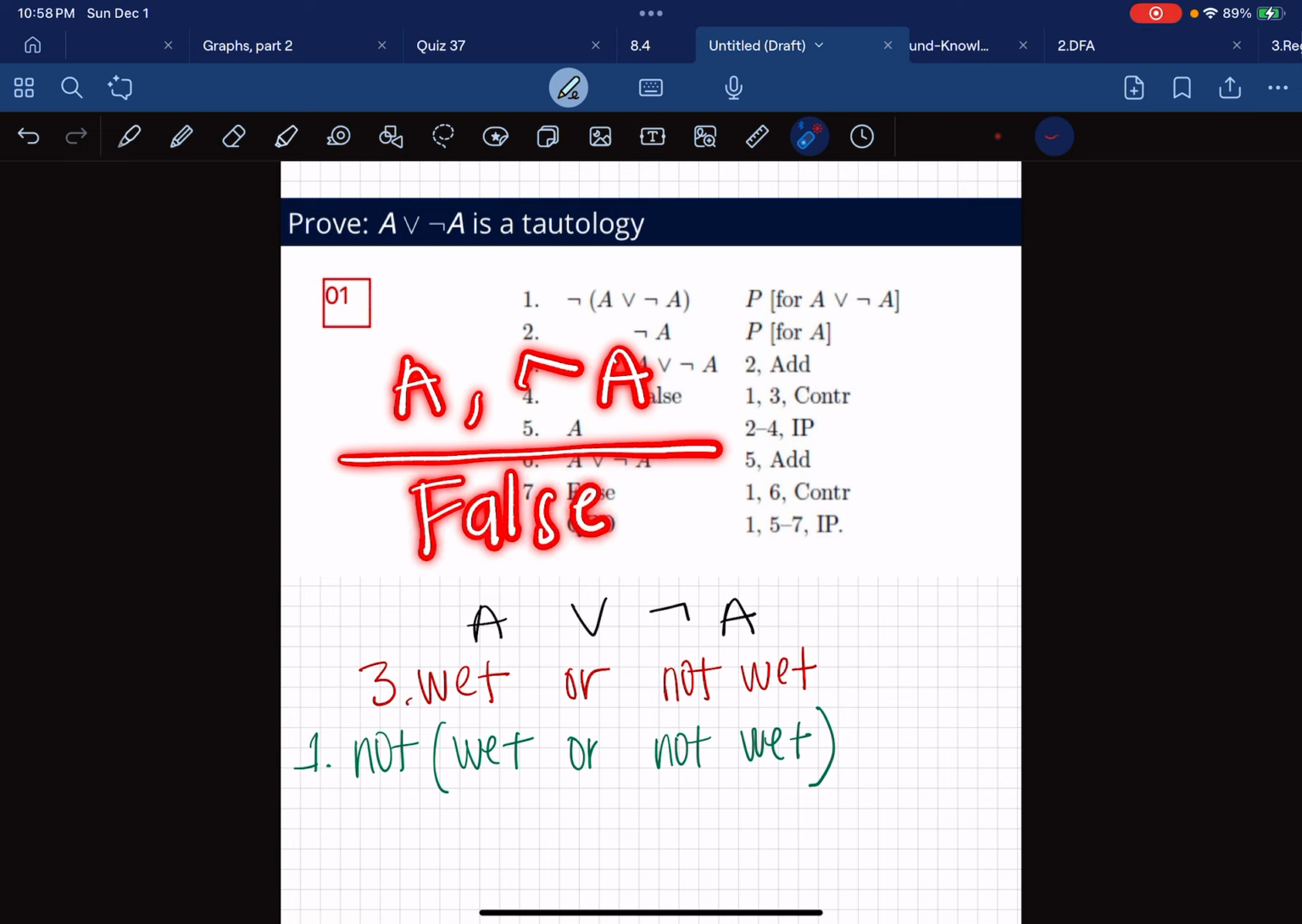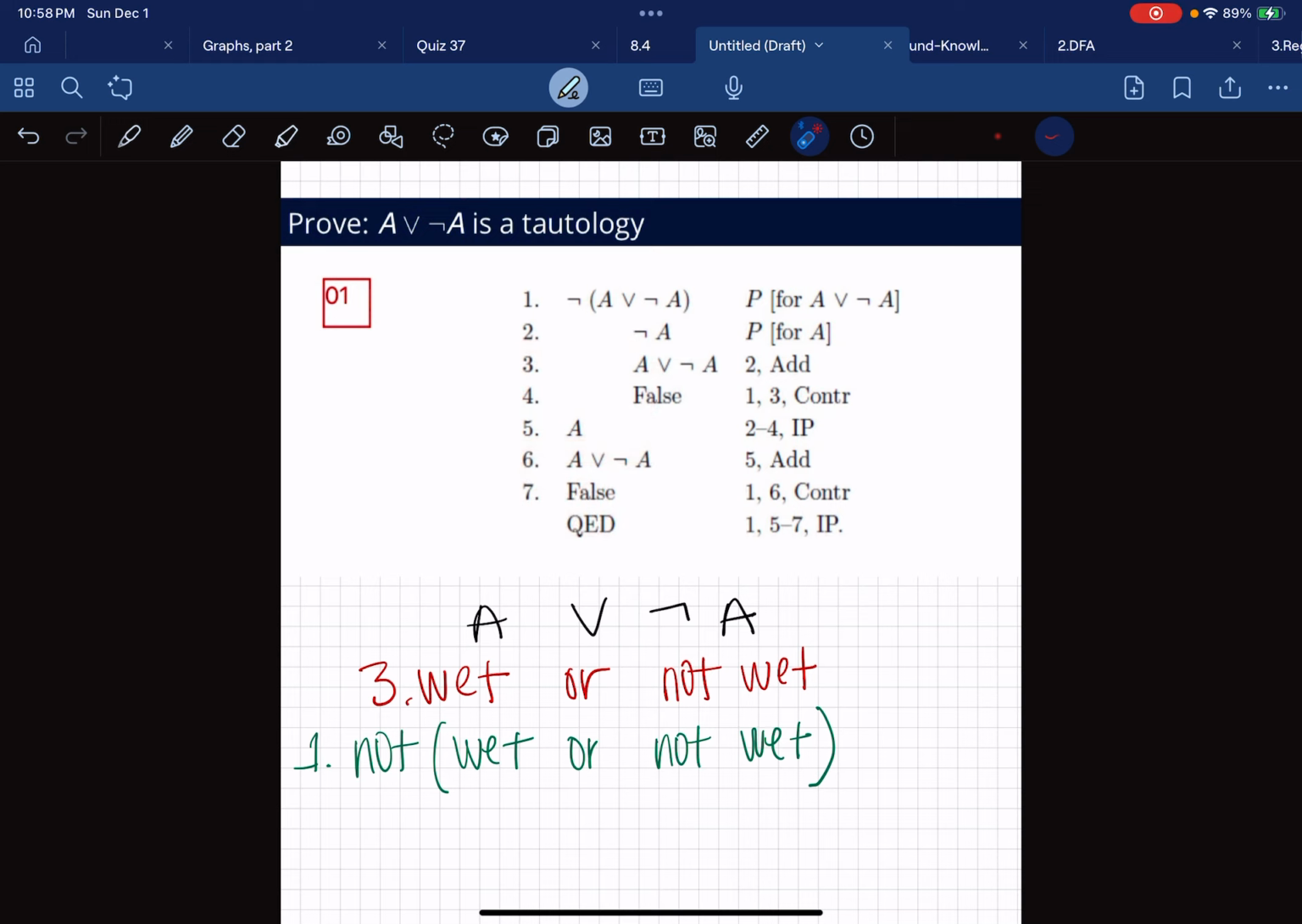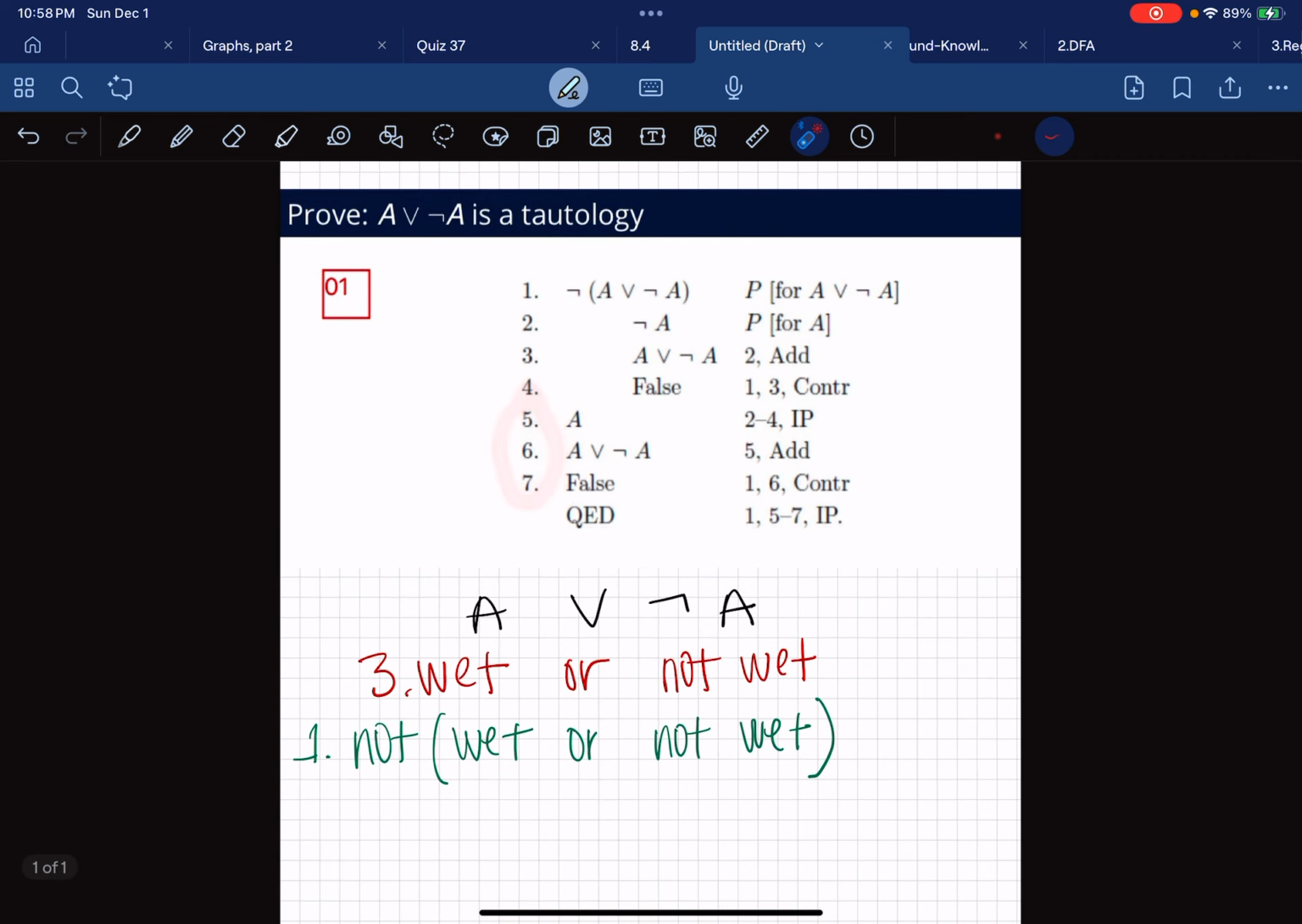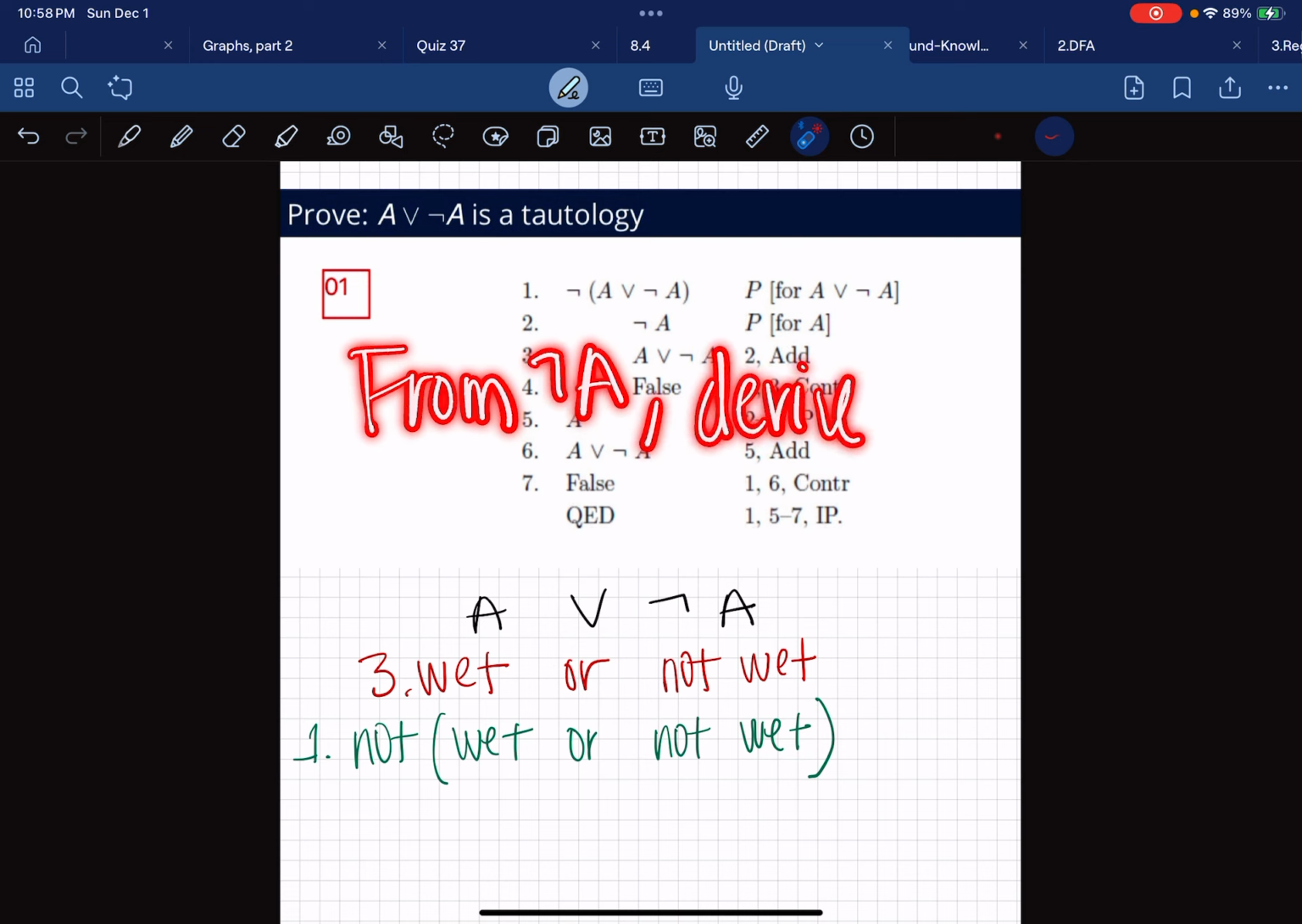So if we have two premises, A and the negation of A, these are two totally different premises, so this is false. Now we have proved that A or not A is a tautology. We use line 1 and lines 5 to 7 to prove this with indirect proof, which is saying that from not A, we derive false, and we get A.